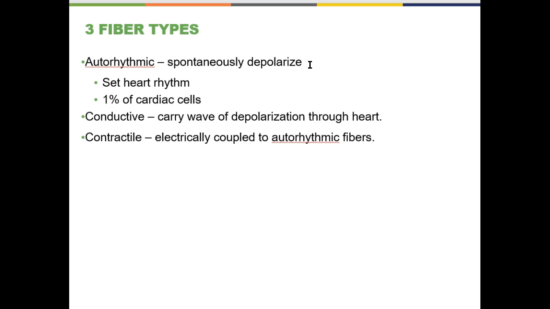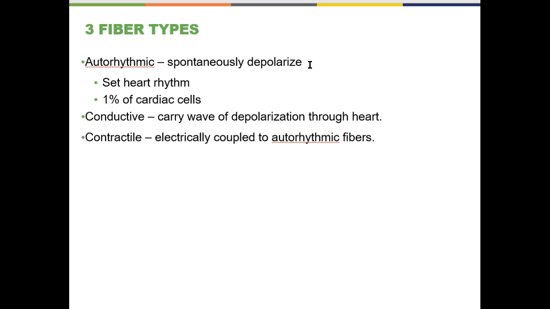Conductive cells you can basically think of as like axons in your nervous system that are just carrying action potentials from one part of the cell to another part of the cell. And then the contractile cells are similar in function to skeletal muscle cells, but they have a few anatomical differences that we just went over, and they also have some electrophysiology differences, which we'll go over.